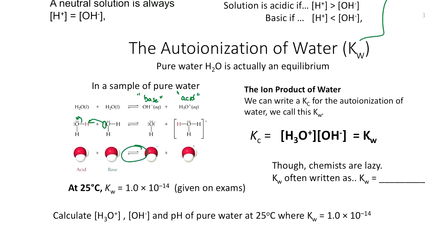It's times 10 to the negative 14. Negative 14, that's a tiny number. So this doesn't happen that much, but it's enough to be significant, all right? And of course, this is at 25 degrees Celsius.